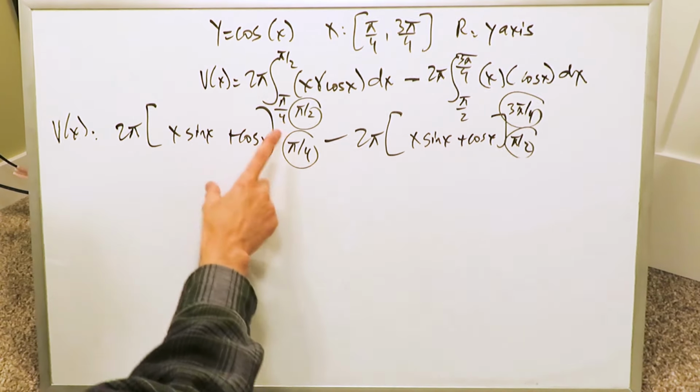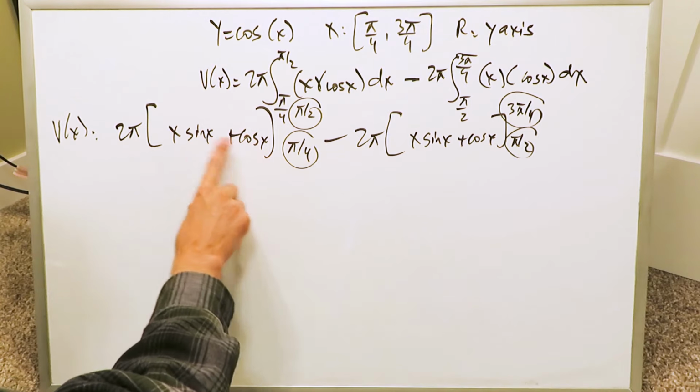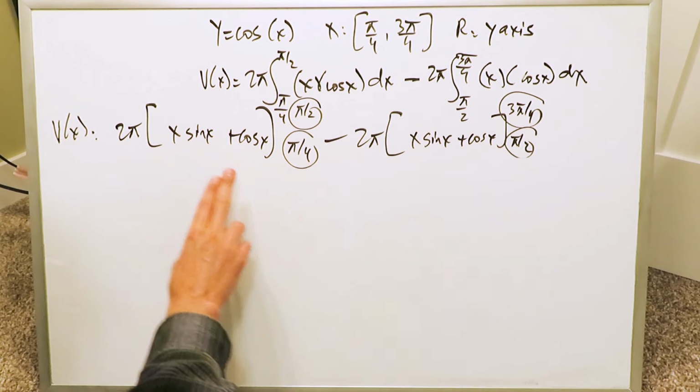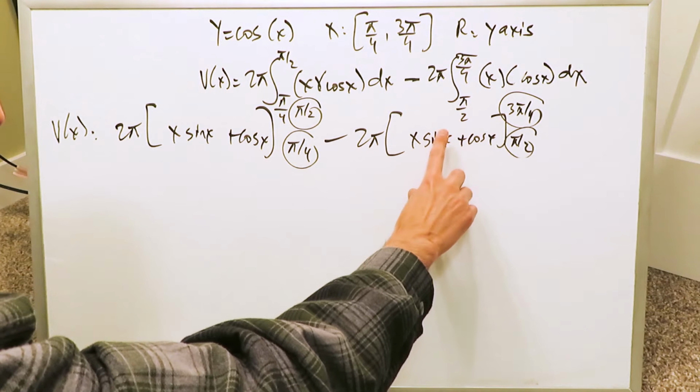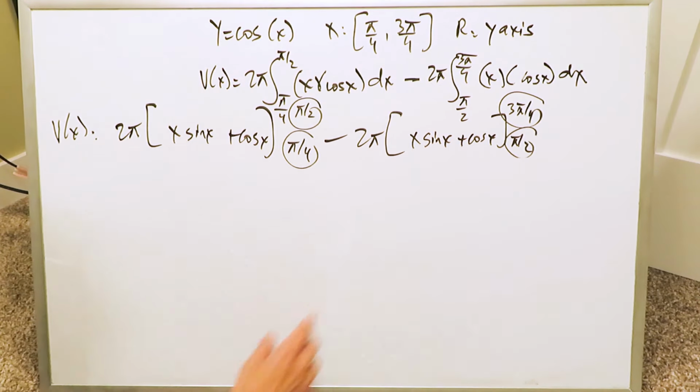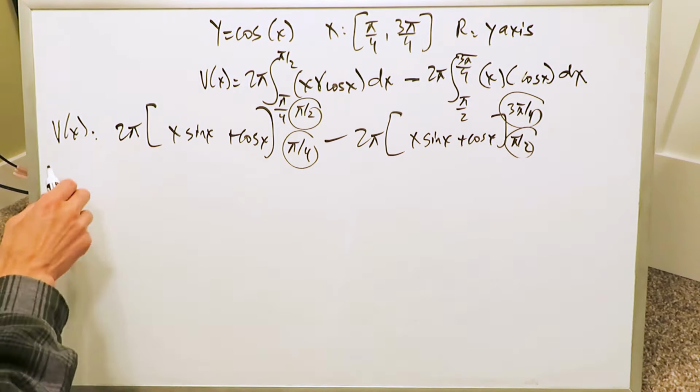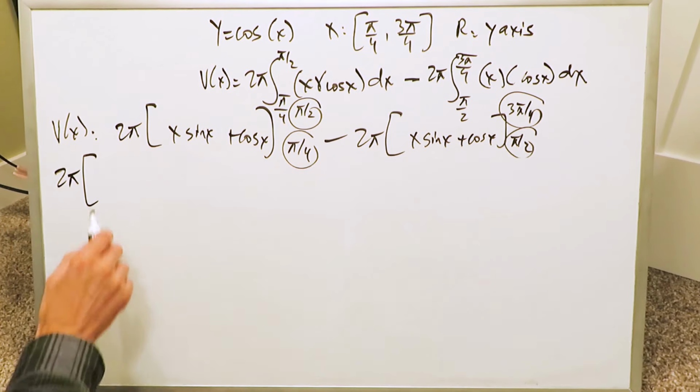Now we have a messy part here. We have to put the upper limit pi over 2 in place of x and pi over 4 in place of x, and take the difference of the two. Here we have to do 3 pi over 4 in place of x and then pi over 2, and then the difference of the two. We'll be doing a little bit of work over here to get to our final answer.